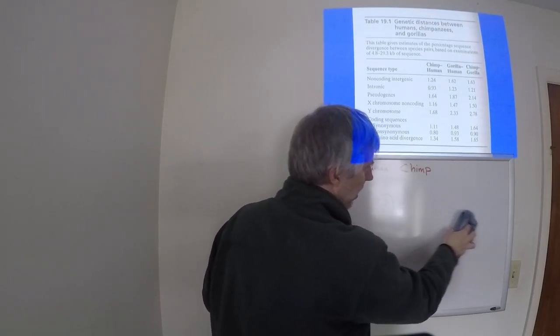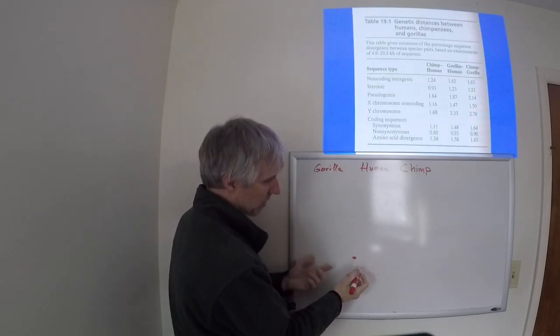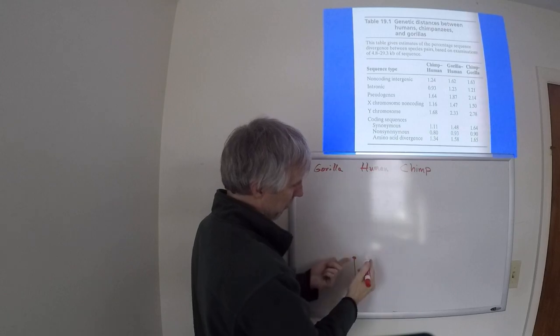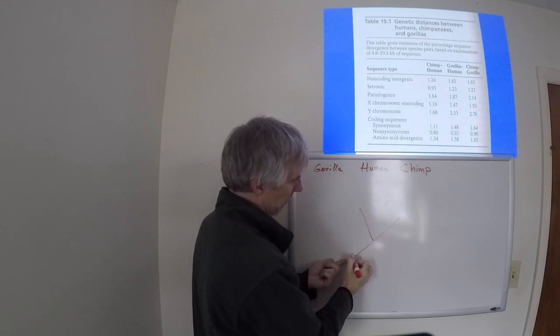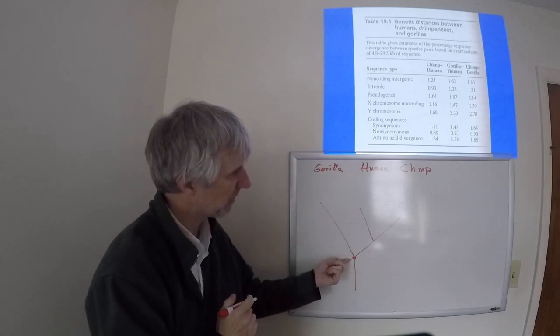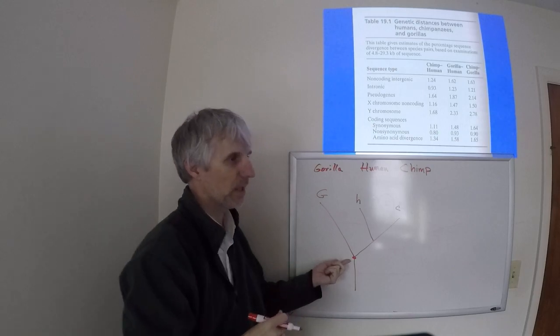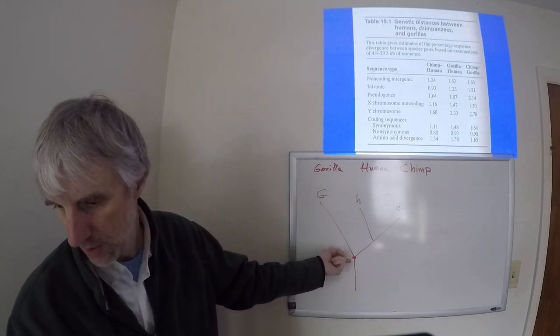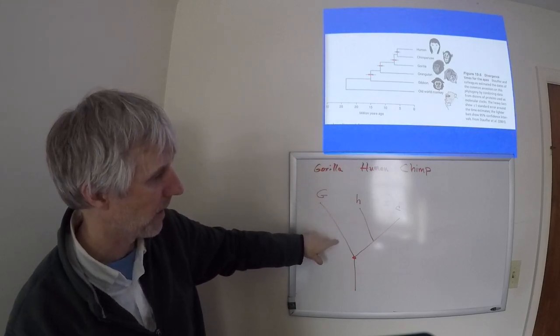Now, the idea is that I have an ancestor to all 3 of these, and then human, chimp, and gorilla. That was the consensus phylogenetic tree that we built last time.